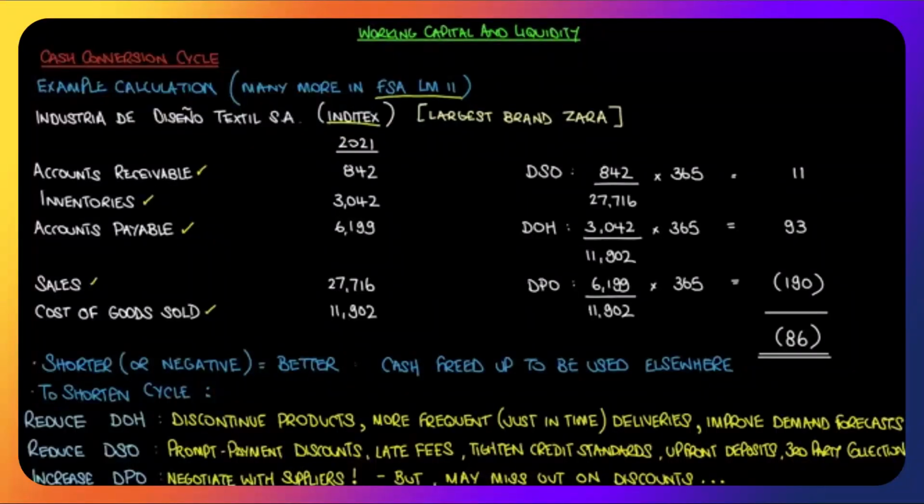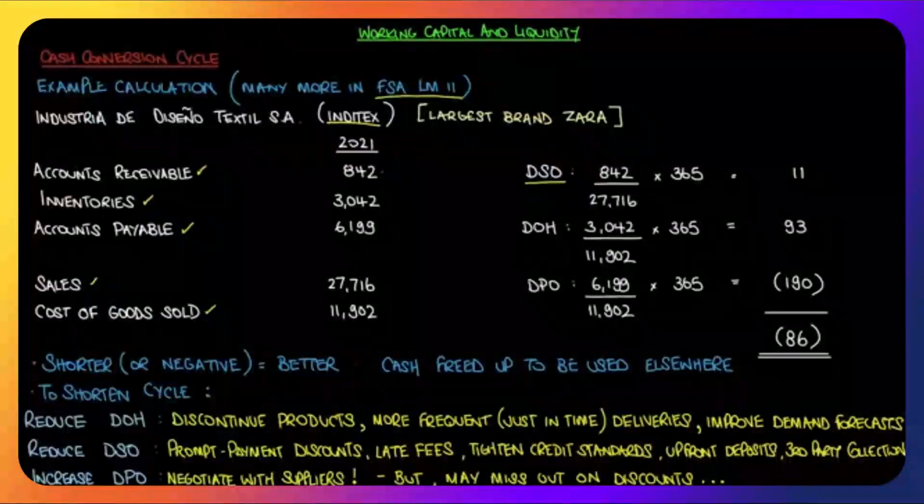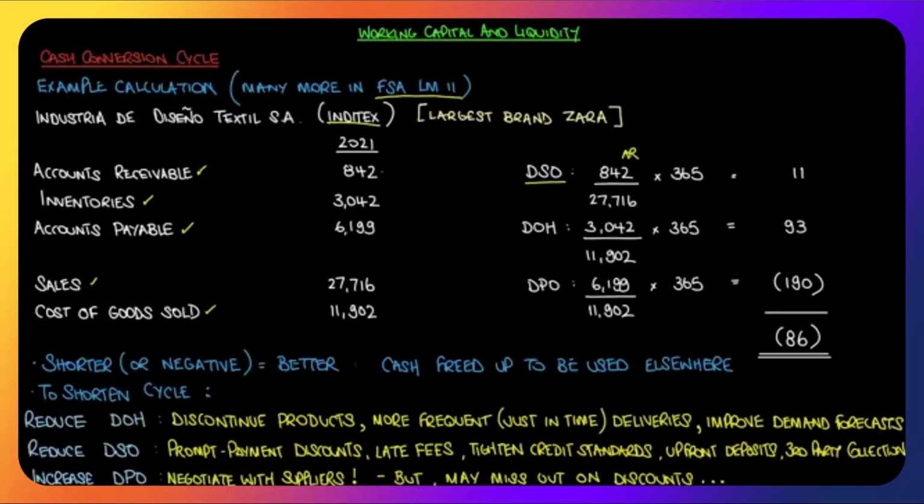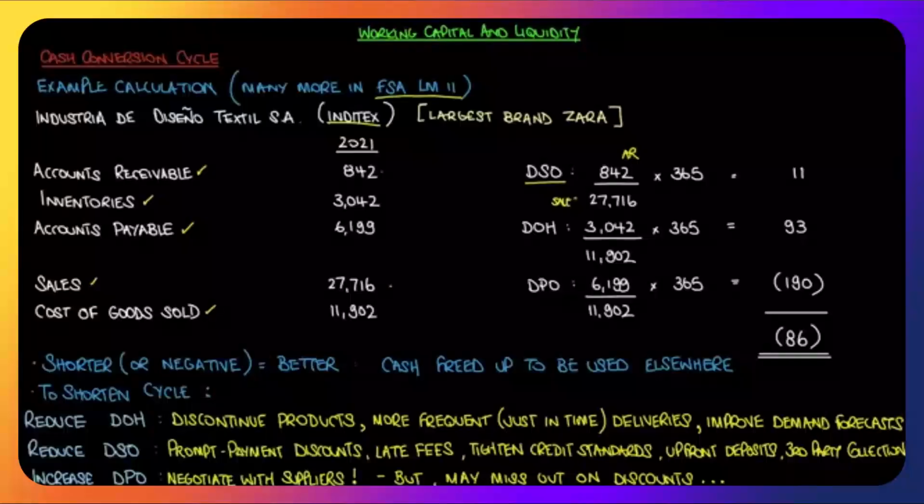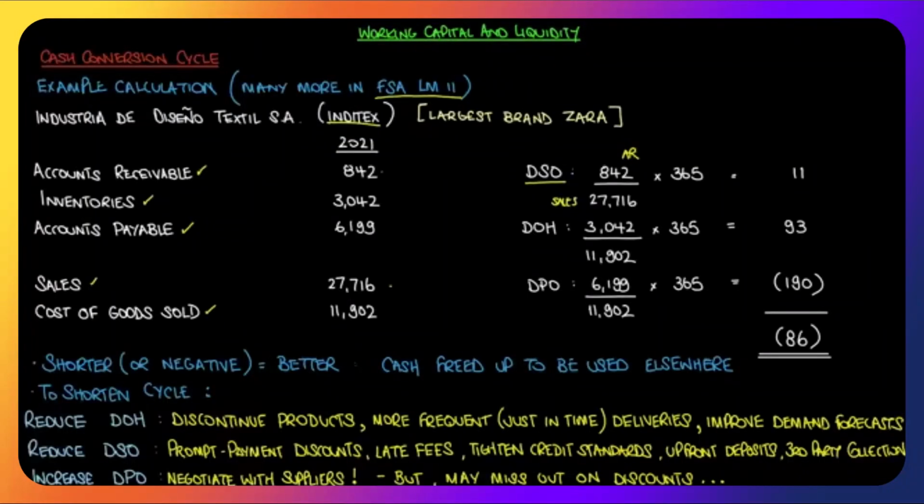How do we get to the numbers we need for the cash conversion cycle? First of all, days of sales outstanding. We're going to take our accounts receivable figure of 842. We are going to divide that by sales for the year of 27,716 and multiply it by 365. That's the number of days in the period we're looking at. So here we're looking at a set of annual accounts. That will give you 11. On average, it takes Inditex 11 days to collect cash from customers from their sales.